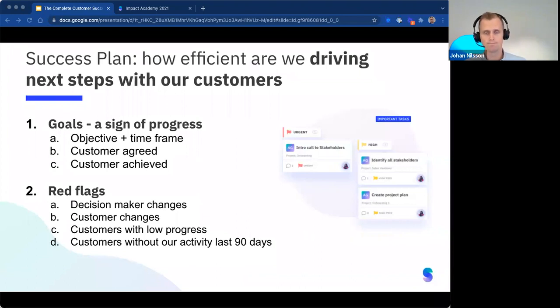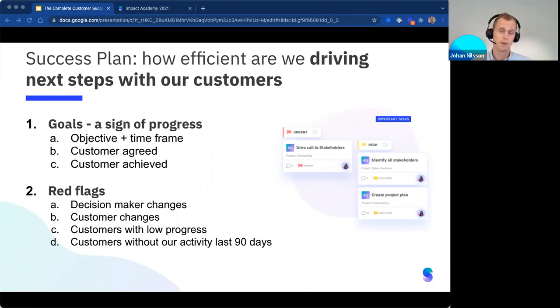Success plan workflow. So how efficient are we at driving next steps with our customers? Onboarding is clear, but what happens after? Of course, we want to see them adopting, but things can happen on their side. They get new ideas, they change management, they change strategy, things happen. So we need to have a process for how to plan for the next step with the customer. And goals are a great way to do this in a managed way.